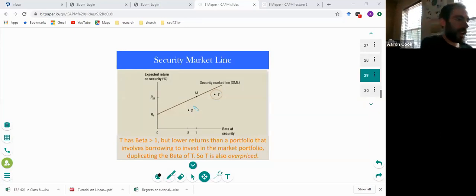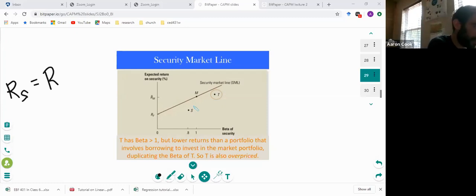Notice we have with this CAPM, this has a linear structure. The return on stock S is a function of the risk-free rate plus some parameter.